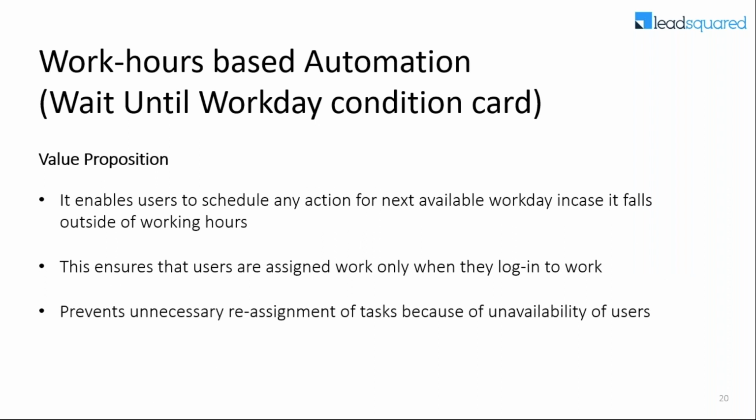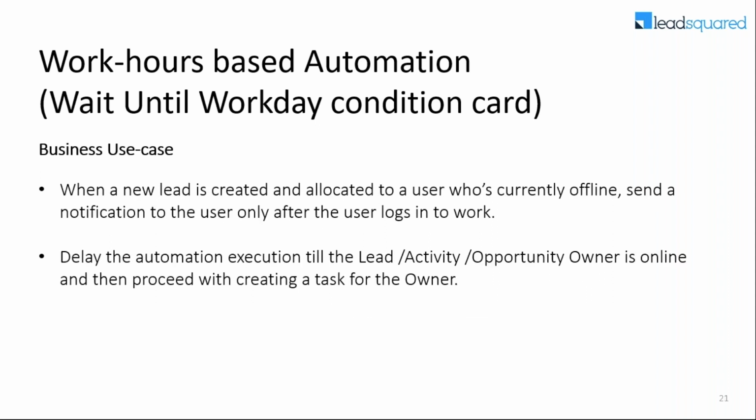So it enables users to schedule any action for the next available workday, in case it falls outside of the working hours. And it prevents unnecessary reassignment of tasks also because of unavailability of users. So a possible business use case can be that when a new lead is created and allocated to a user who is currently offline, then send a notification to the user only after the user logs into work. You can even delay the automation execution till the lead, activity, or opportunity owner is online, and then proceed with creating a task for the owner.